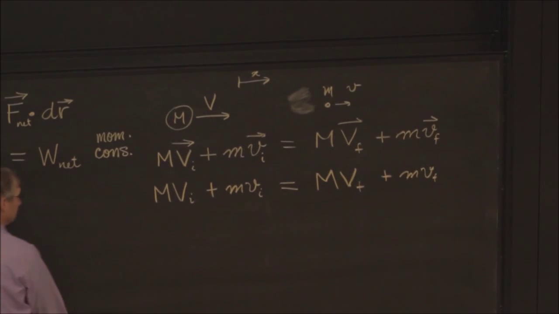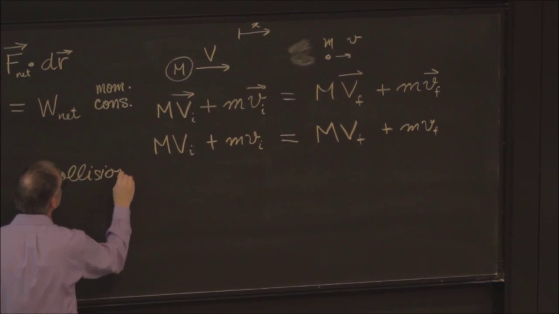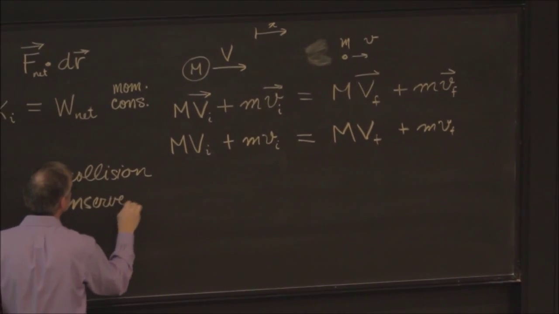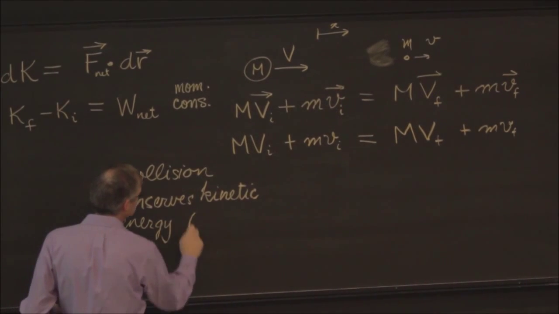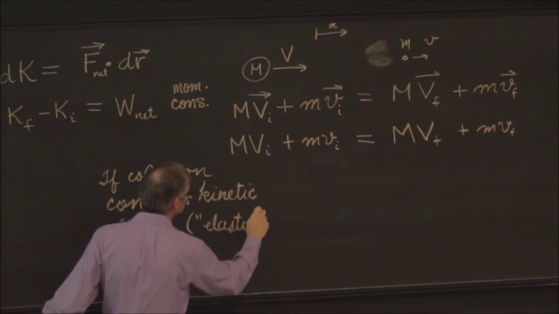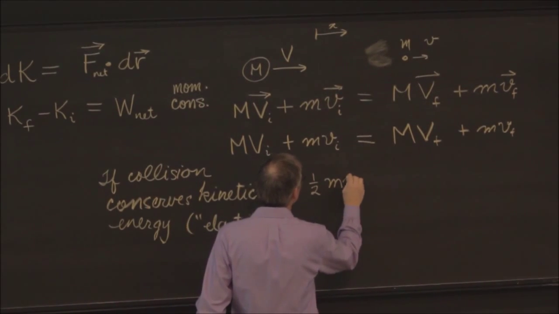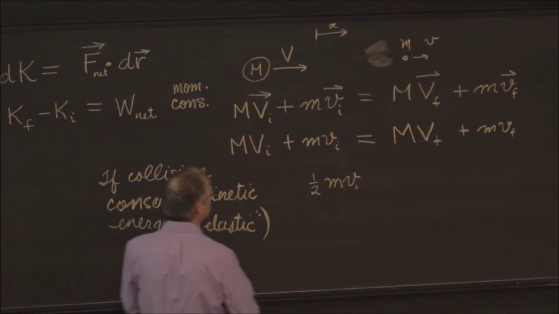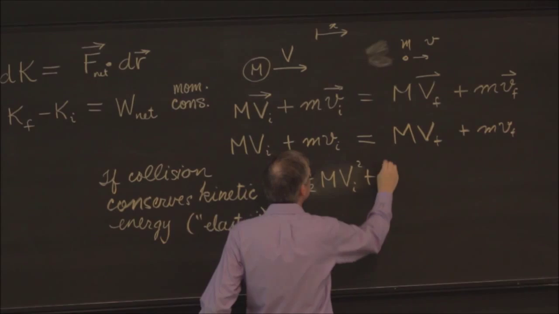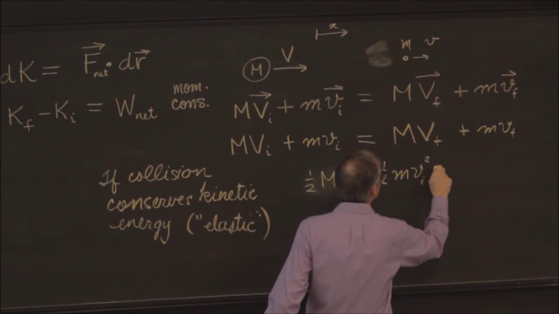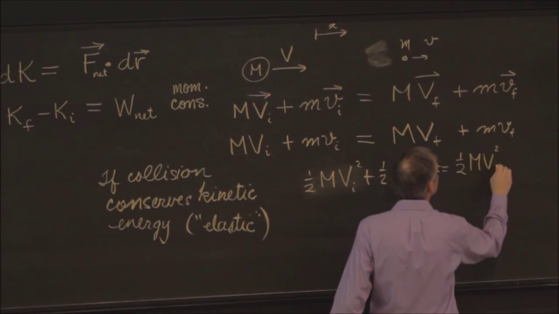But if the collision is also elastic, if it conserves kinetic energy, which is to say it's an elastic collision, then the initial kinetic energy, 1/2 M V initial squared plus 1/2 little m v initial squared must be equal to the same sum afterwards, after the collision.